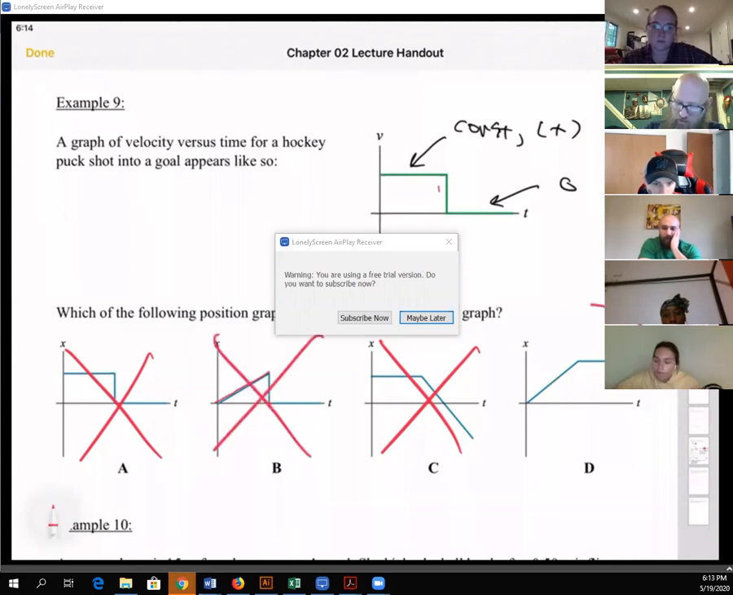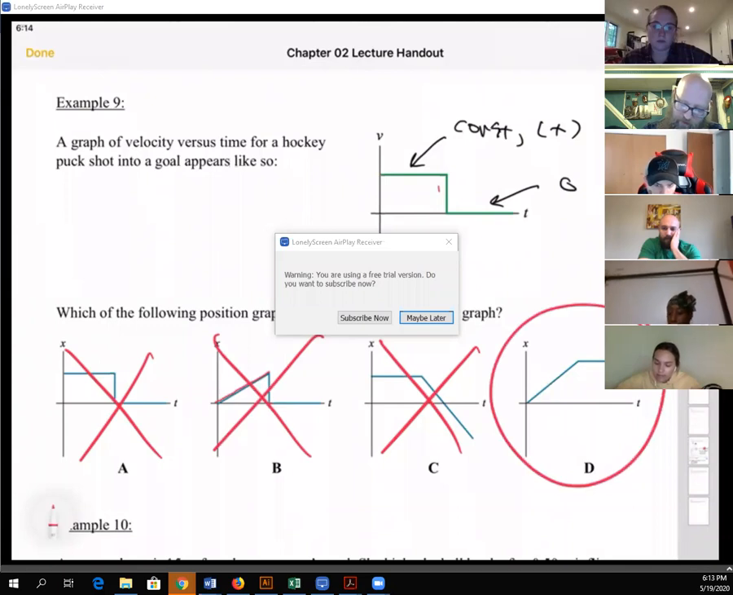So D is what's going on, right? The hockey puck is moving in the positive x direction, and then it stops, meaning x doesn't change anymore. Does that make sense?